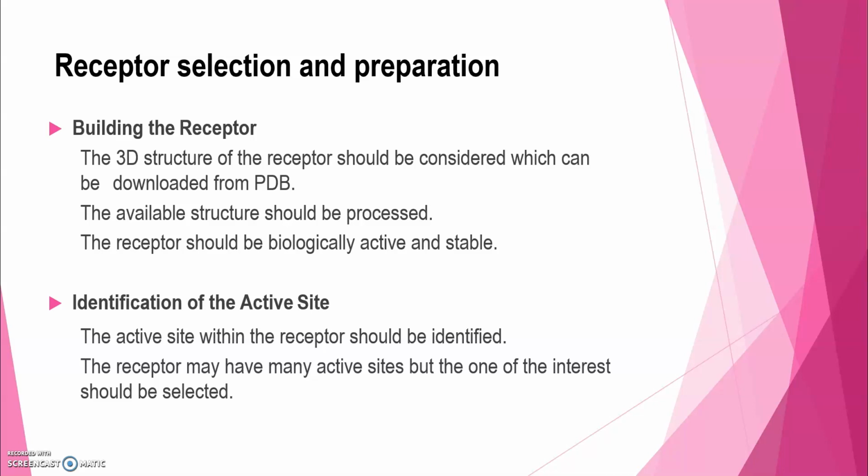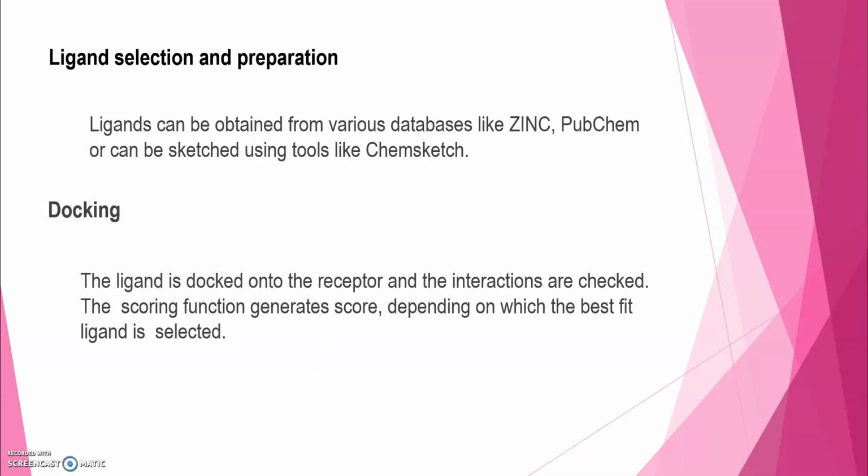Receptor selection and preparation: we can download the receptor directly from the PDB, that is the Protein Data Bank, which is a freely available database. The available structure should be processed. The receptor should be biologically active and stable. We have to identify the active sites. Then we have to prepare a ligand. We can choose a ligand directly from a database like ZINC, PubChem, or can sketch it using a tool like ChemSketch or ChemDraw. Then we have to perform the docking and scoring function, depending on which the best-fit ligand is selected.